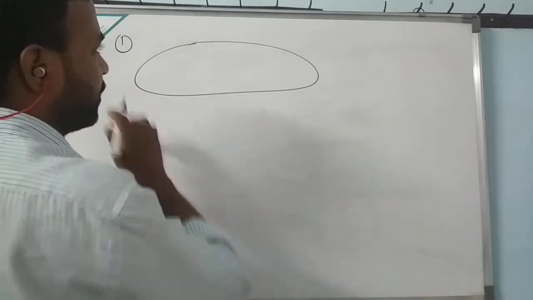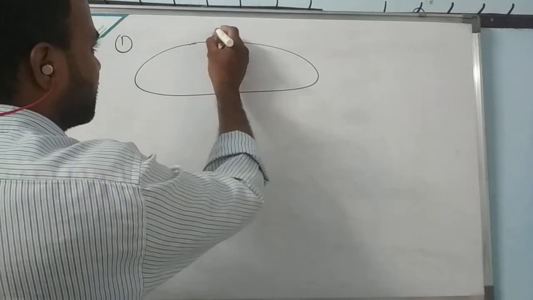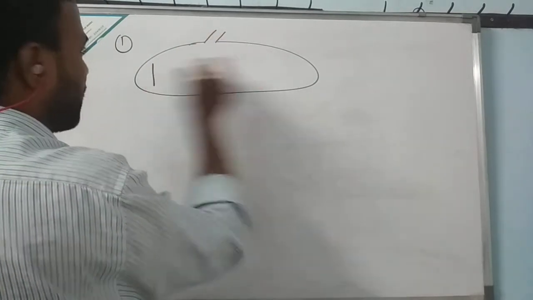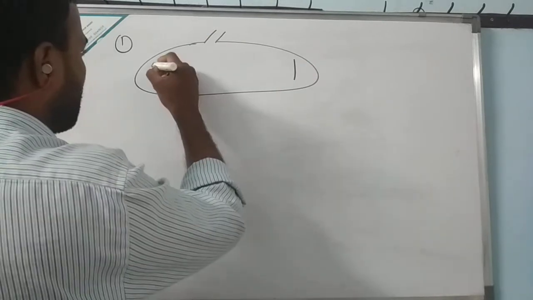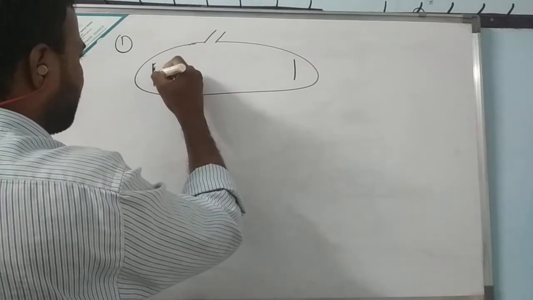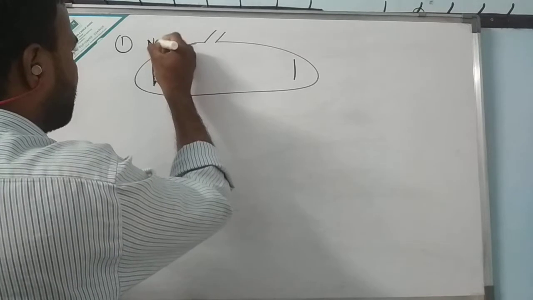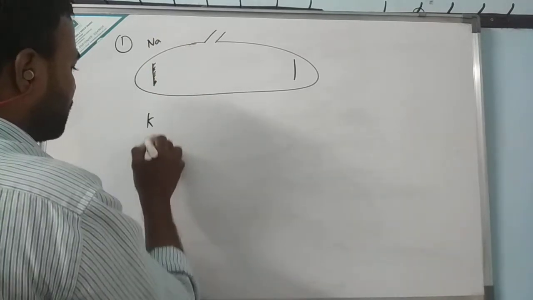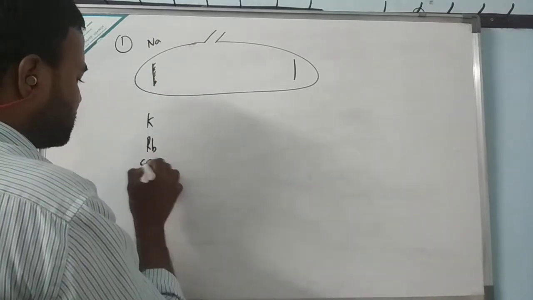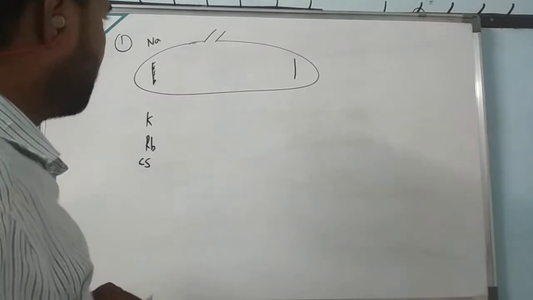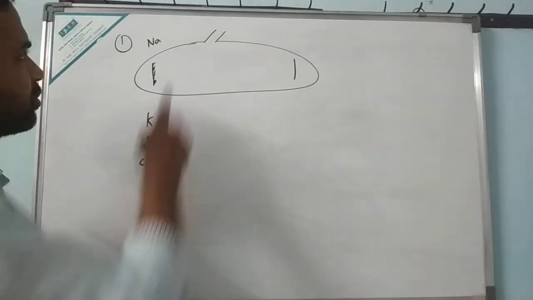There is a cathode ray tube and there is an opening here. There is one electrode here and there is one electrode here. On this electrode, we put a photosensitive metal like sodium, potassium, rubidium, cesium. These are group 1A elements. They have one electron in the outermost shell.